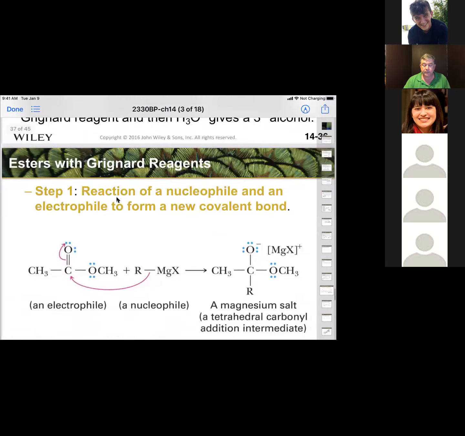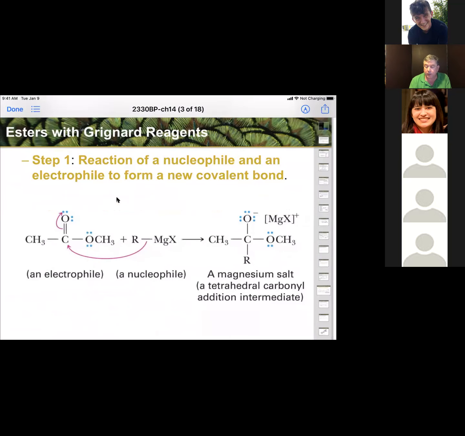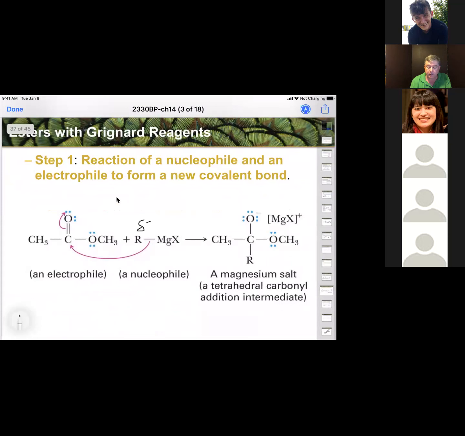Okay, so let's look at the details here. Remember we have a partially negative carbon here. This is the partially positive magnesium. Okay, it's a polar bond, but it's still a covalent bond. So we can take the electrons from that polar covalent bond and attack as a nucleophile to the carbonyl, generating our first salt here.